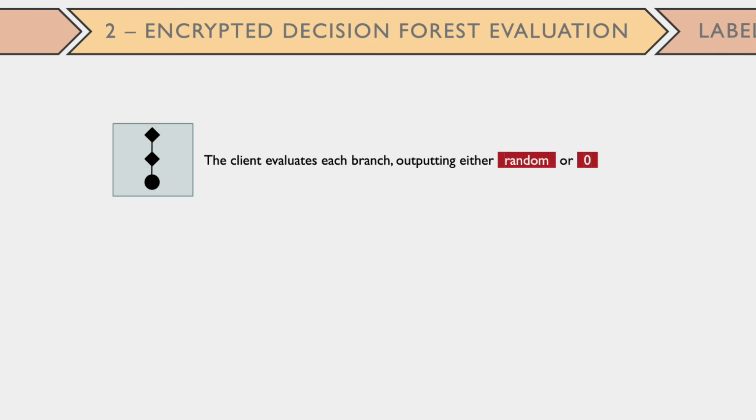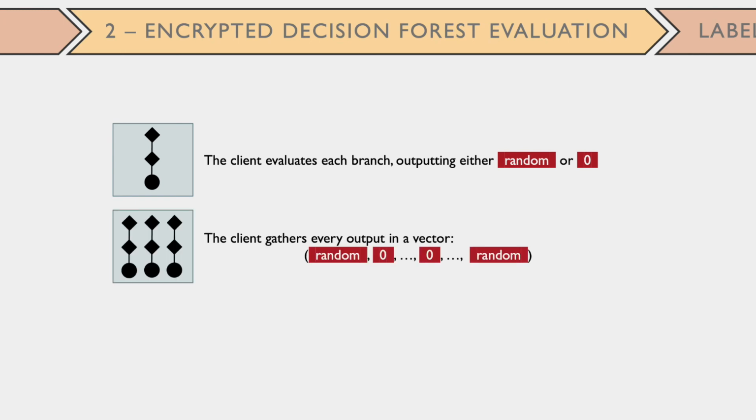The client will apply this protocol for each of the branches. For every branch, he will output either an encryption of a random value or an encryption of 0. Of course, the client does not know if it's an encryption of 0 or not. Then, the client will gather every output in a vector. If the client sent the vector in that form, it would leak information about its data.